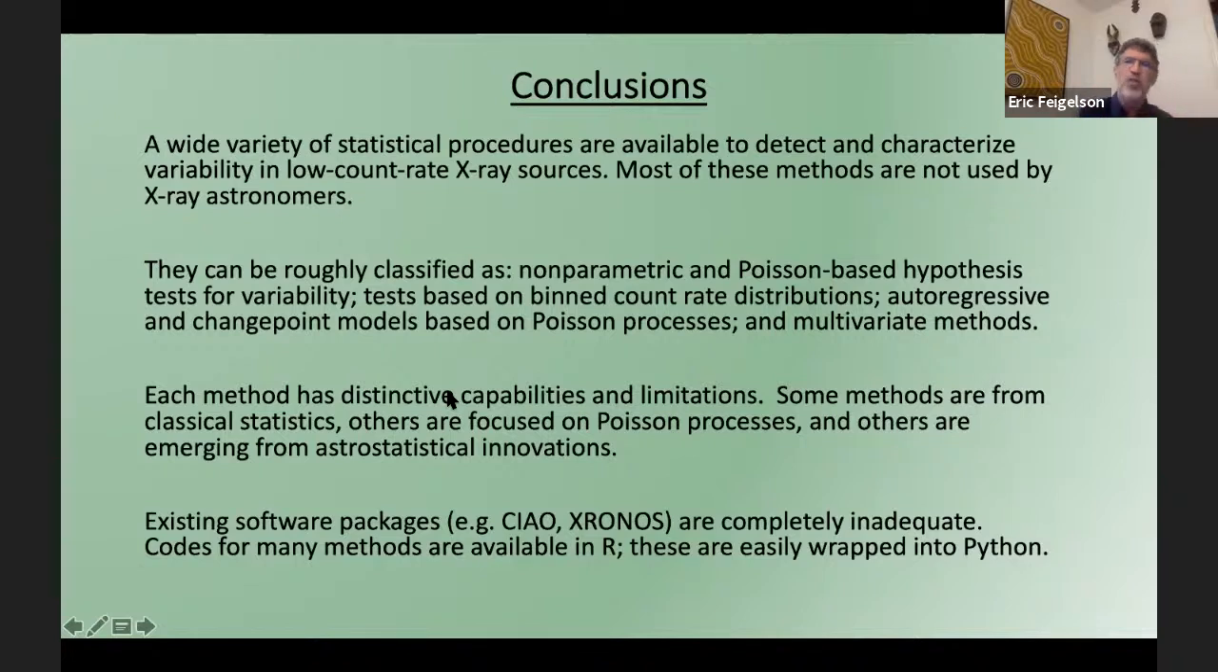They are oriented towards detection and sensitivity in different ways. Some are from classical statistics from the 1930s and 40s. Some are focused parametric models from Poisson stochastic processes. And a couple of them are being developed right now by astrostatistical collaborations today. The last comment is a criticism that the major software packages available to American X-ray astronomers, like CIAO and Chronos, are really inadequate. They basically do almost none of this. The codes are mostly available in R, and these can all be wrapped into Python.